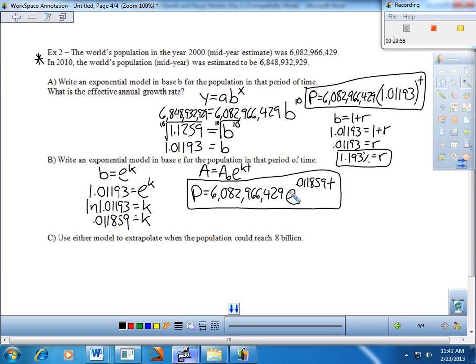I would love for you to pause the video at this stage. Your algebra is great at this point of the unit. So put in 8 billion for the population and solve for t for me. Either one. You could put it in the base b model or the base e model. Your call.